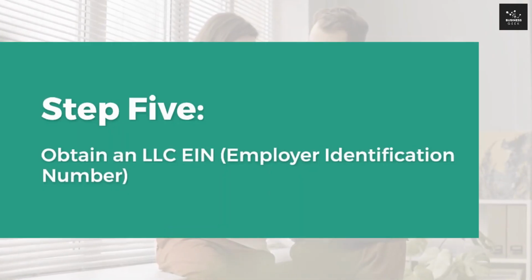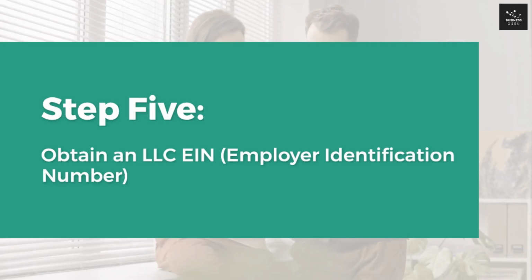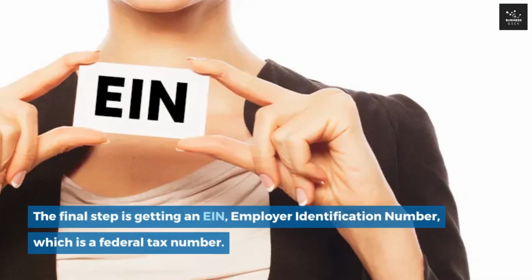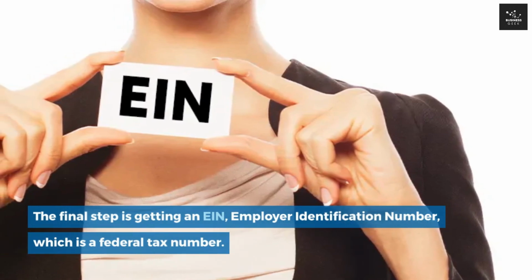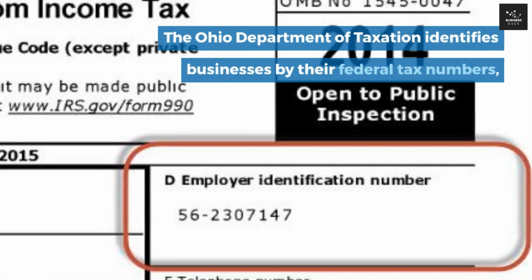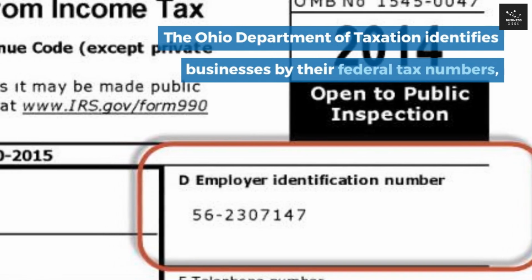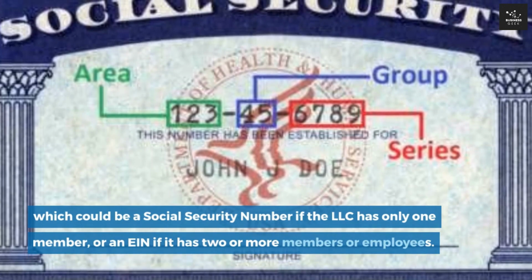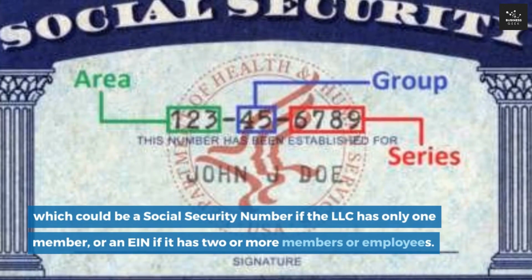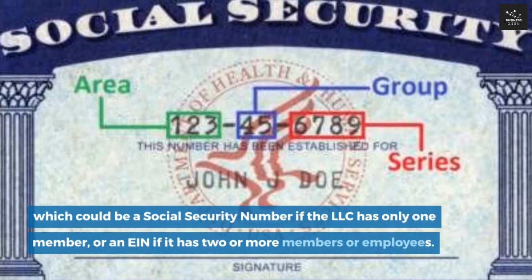Step 5. Obtain an LLC EIN, Employer Identification Number. The final step is getting an EIN, Employer Identification Number, which is a federal tax number. The Ohio Department of Taxation identifies businesses by their federal tax numbers, which could be a Social Security number if the LLC has only one member, or an EIN if it has 2 or more members or employees.